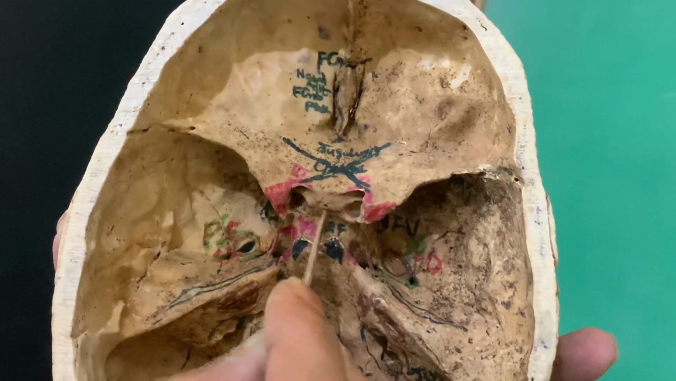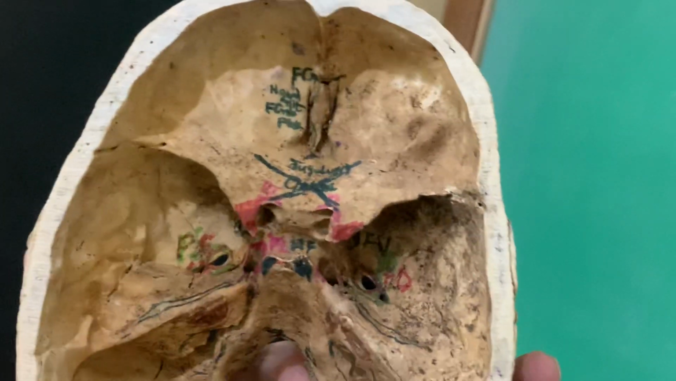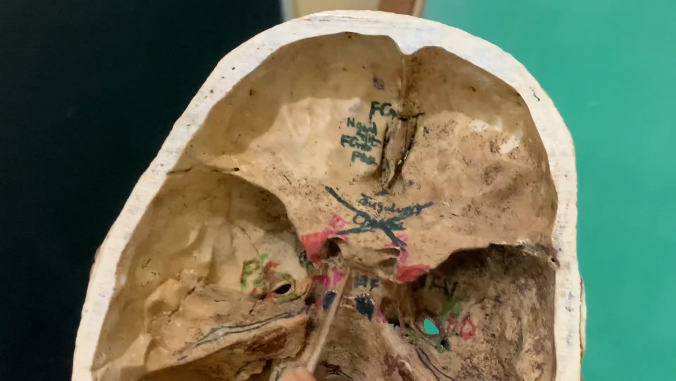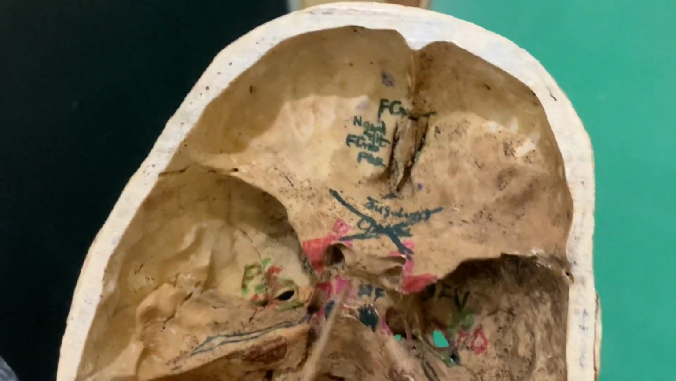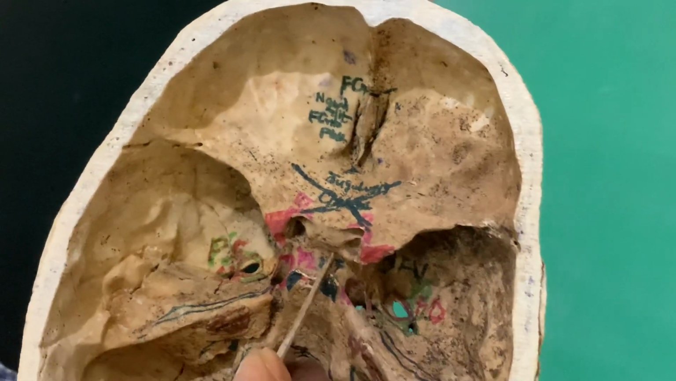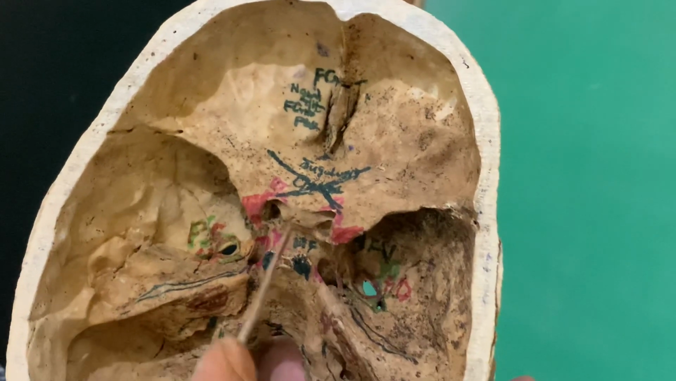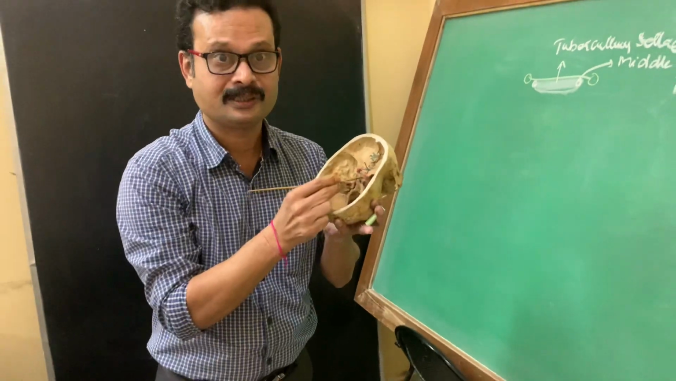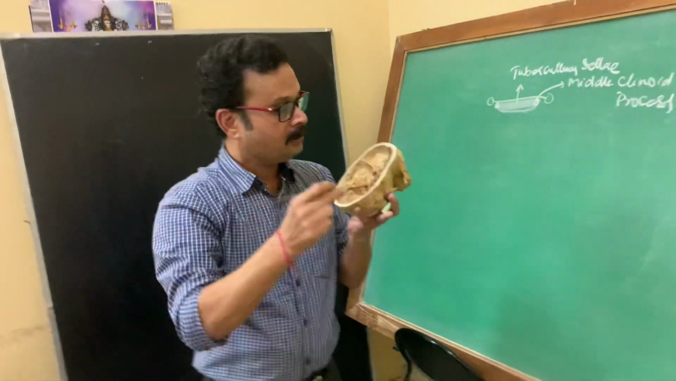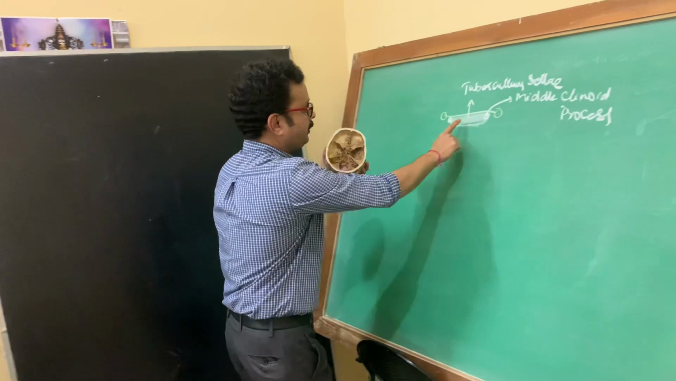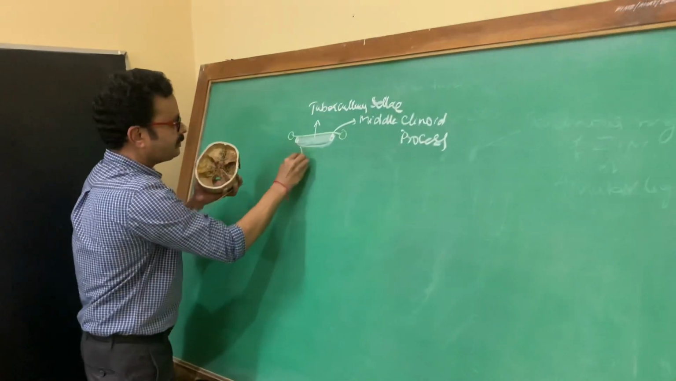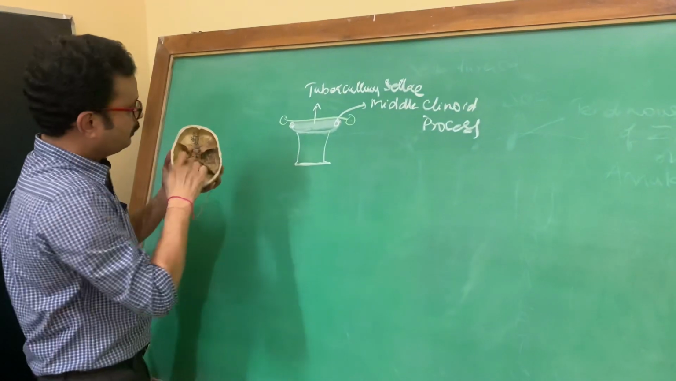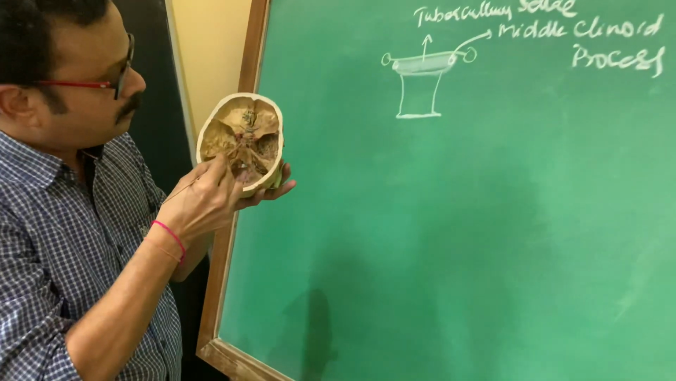Then posterior to this tuberculum sellae, you find a depressed region which is called sella turcica or pituitary fossa or hypophyseal fossa, which lodges the pituitary gland. It is called sella turcica because it represents the shape of a saddle of a Turkish horse, being deeply grooved. Anteriorly, it is limited by the tuberculum sellae, and this is a depressed region. Posteriorly, it is limited by this portion which is called dorsum sellae.